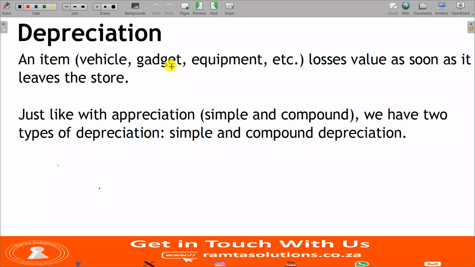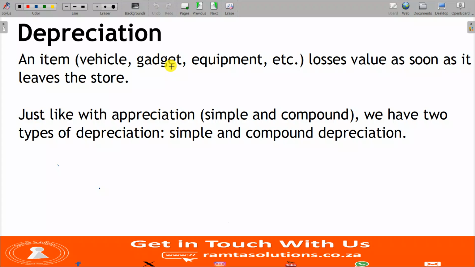Now, here's a thing that you need to know. The moment you leave a store and you unpack that gadget or that equipment, whatever thing has value to you, the moment it leaves the store and you start using it, its value as compared to the cash price when you bought it reduces. In other words, it depreciates.